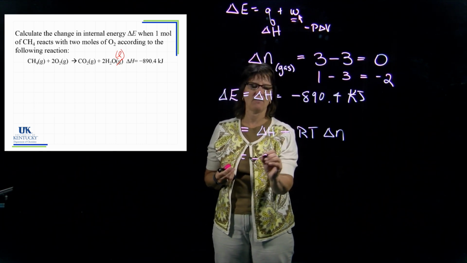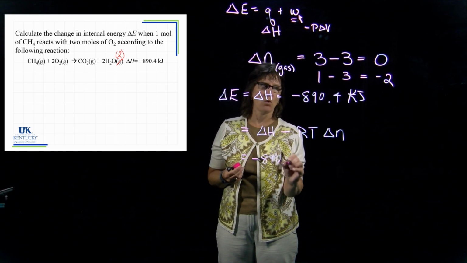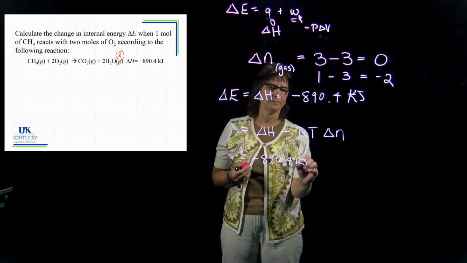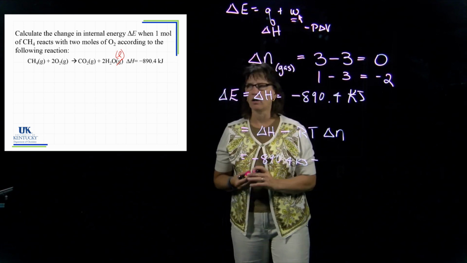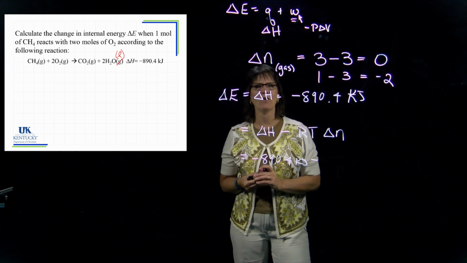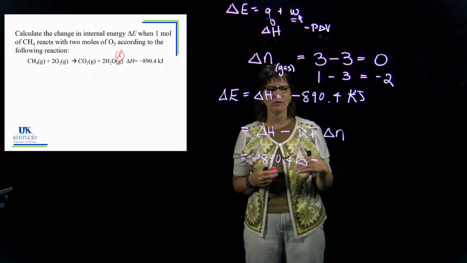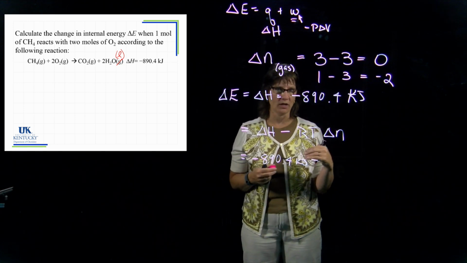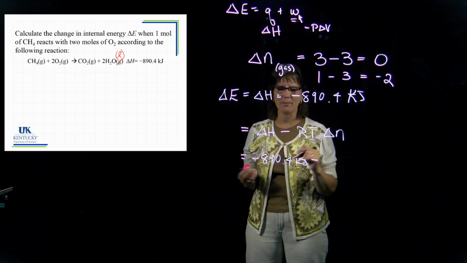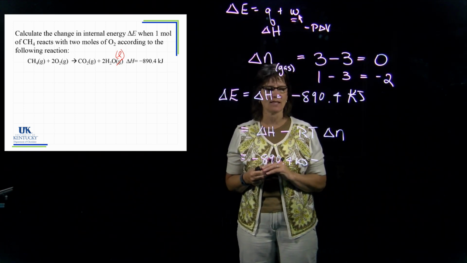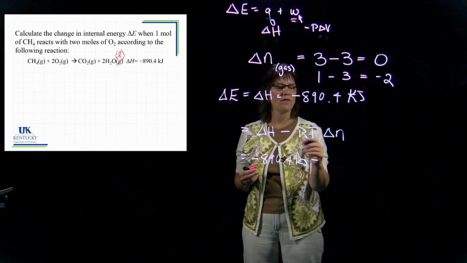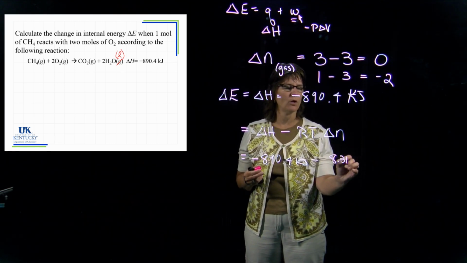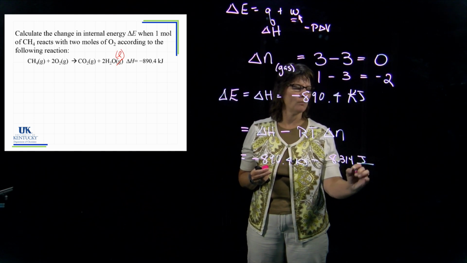So we have our negative 890.4 kilojoules here, minus R. We've got a couple choices of R. We have one that has liter atmosphere per mole Kelvin, and we have one that's joule per mole Kelvin. We can look at our periodic table and see those values given to us there. And I'm going to choose the one that's 8.314 joules per mole Kelvin.